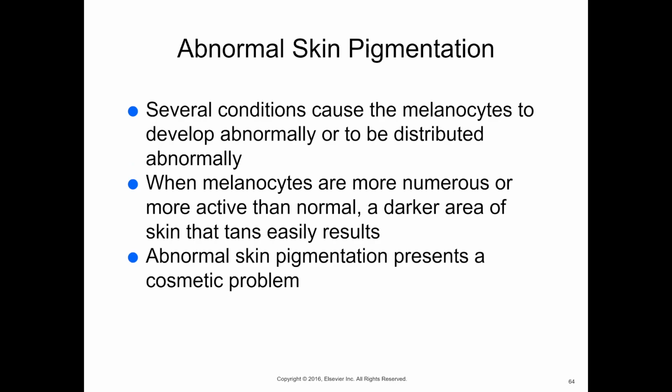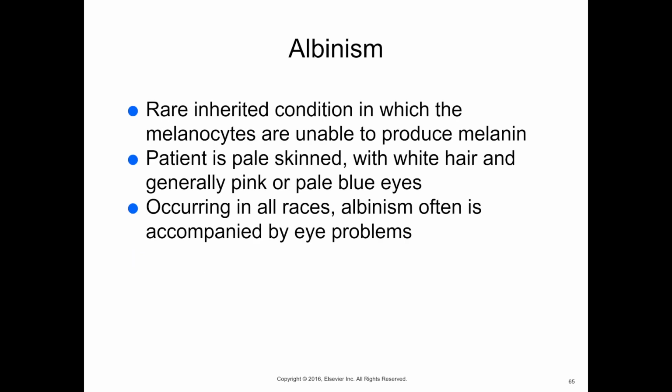Abnormal skin pigmentation. So in the same world of melanocytes, we can have non-cancerous dysfunction of these. The first one is albinism. The body basically does not produce melanin. These people are going to be incredibly pale. They have whitish hair and generally pink to pale blue eye color. Albinism can affect all races, all cultures, anywhere in the world.